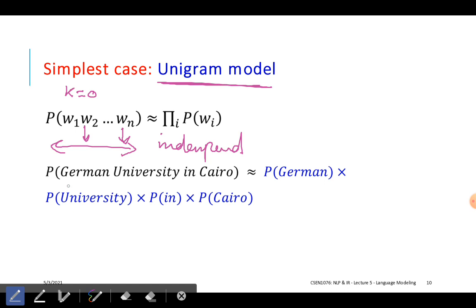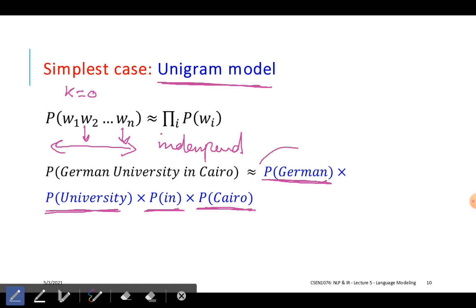So basically, if you want to compute the probability of the sentence German University in Cairo, you just compute the probability of German, multiply it by the probability of university, then multiply it by the probability of in, and then multiply it by the probability of Cairo. Basic independent distribution of the words.